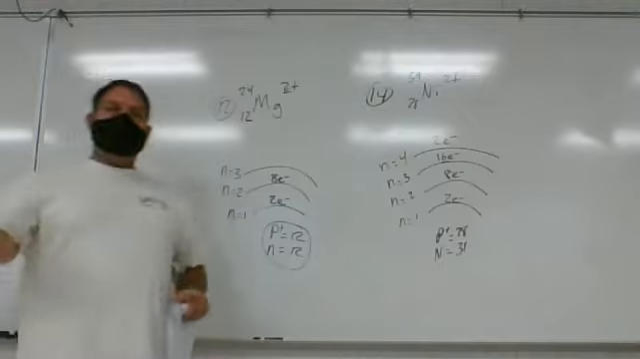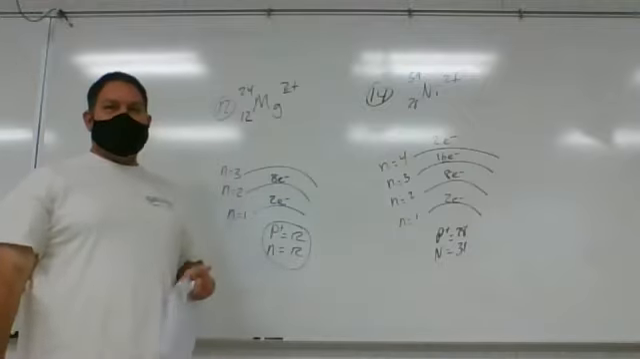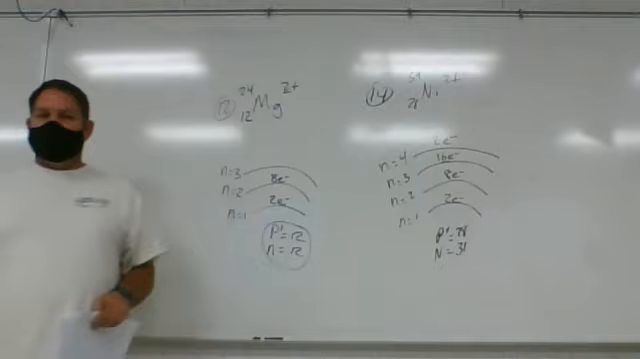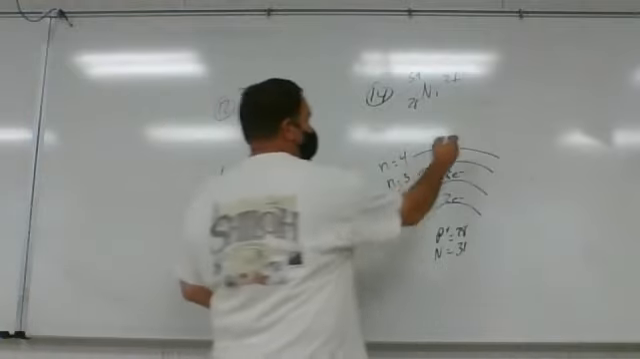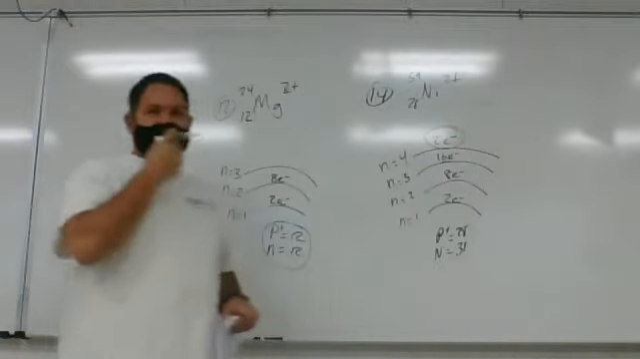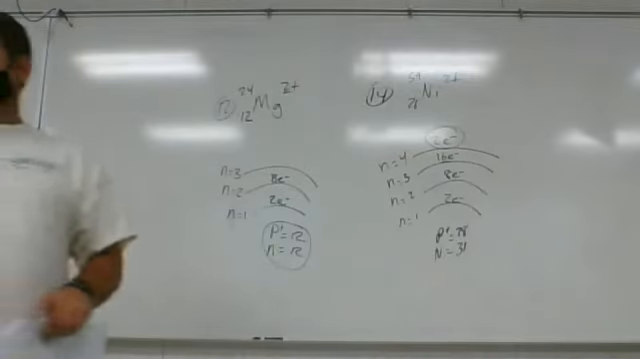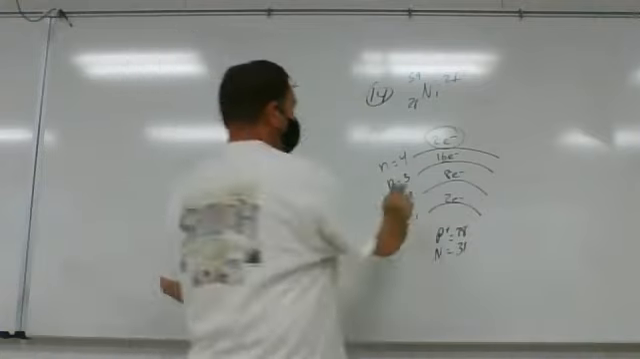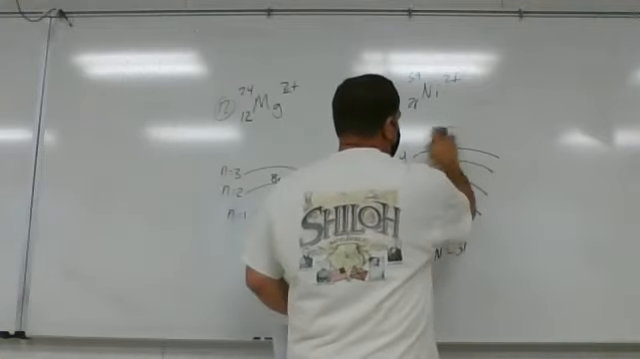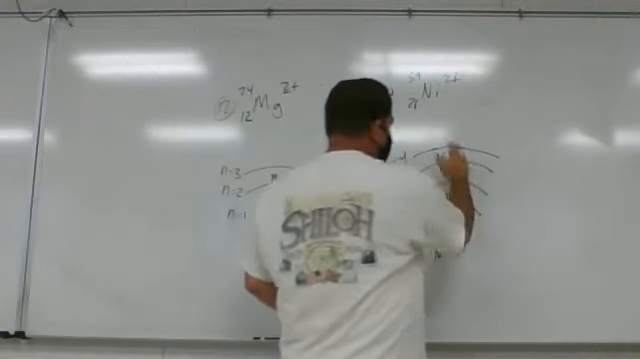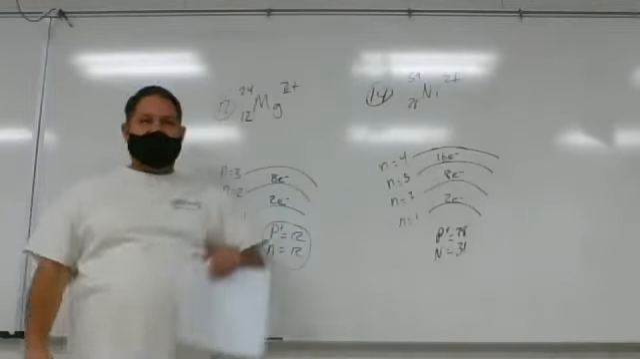But it's an ion, so what are we going to do? Remove two. We're going to remove 2 electrons from where? Four. The outer shell. Number 4. Right there. Those 2 electrons are going to go bye-bye. Okay? They're gone. All right. Now, that's the answer then to number 14.